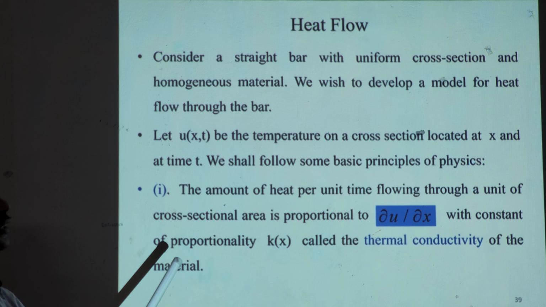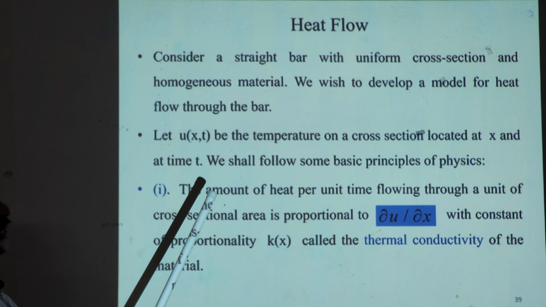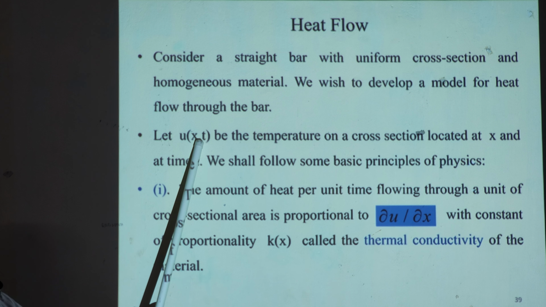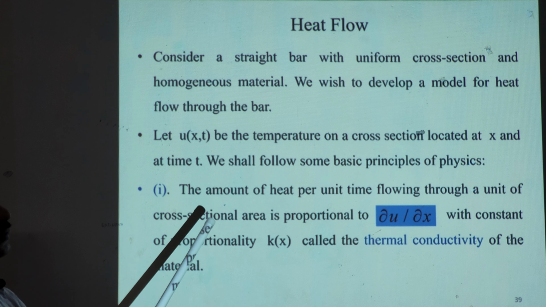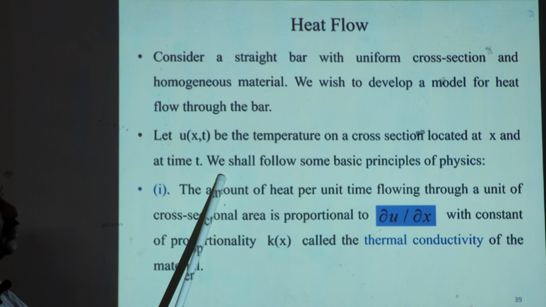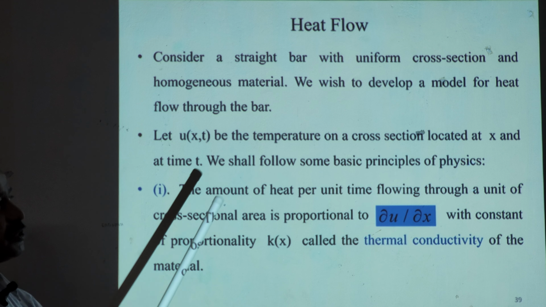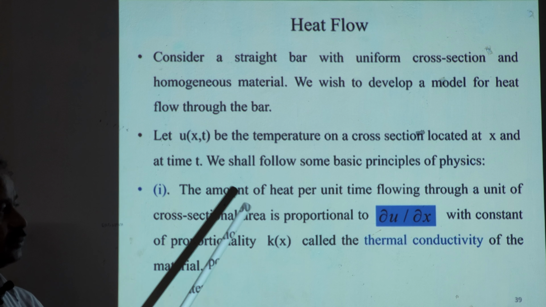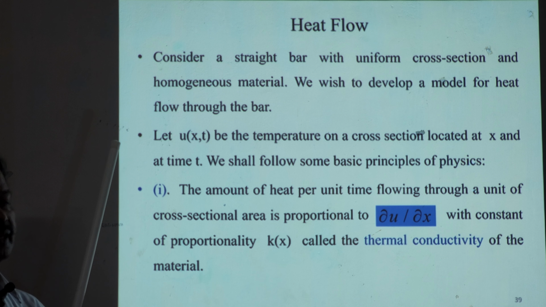So we are going to find out u of x comma t, which is the temperature, depends on position and time. On the cross section located at x and time t, we shall follow some basic principles of physics. One is the rate of change of displacement, another is the rate of change of time. So there are two variables. One is partial differentiation with respect to t, another is partial differentiation with respect to x. The latter is called the gradient. Both refer to change in a unique direction.